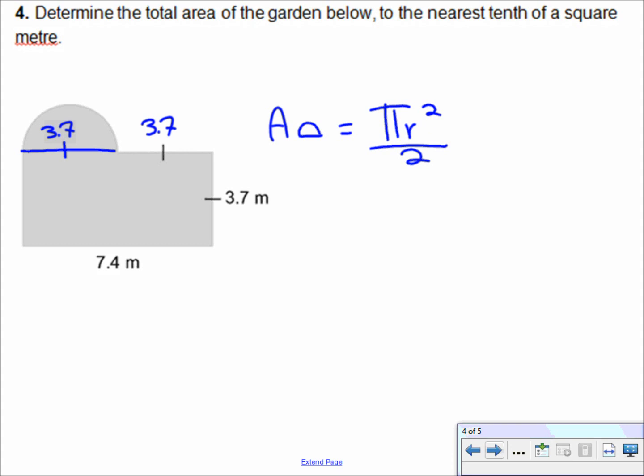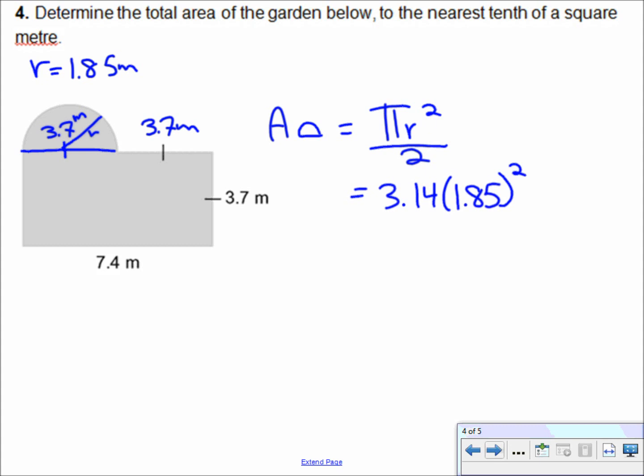Now, 3.7 divided by 2 because I need to get my radius. Does everyone agree I need to get my radius? So my radius is here. Radius is half of 3.7, so it's 1.85 meters. Put the meters on there. So, area of the half circle is 3.14 times 1.85 squared, all divided by 2.